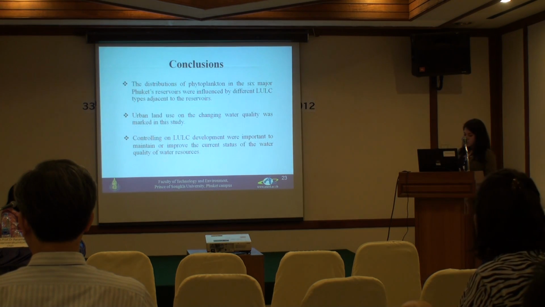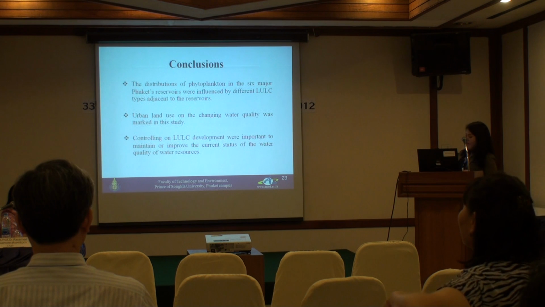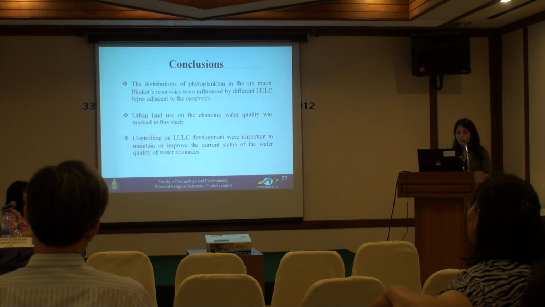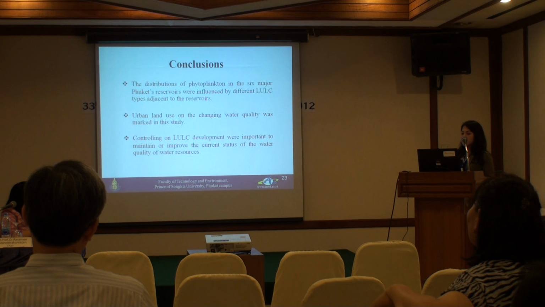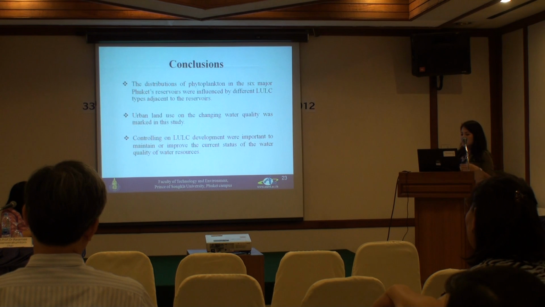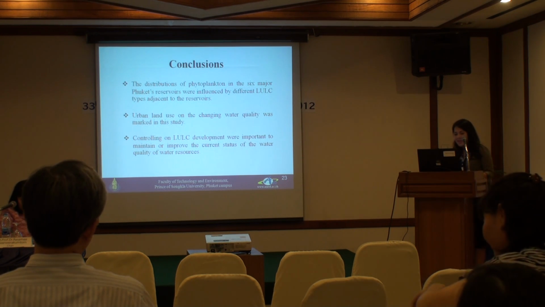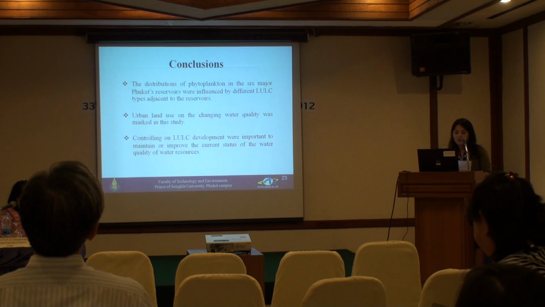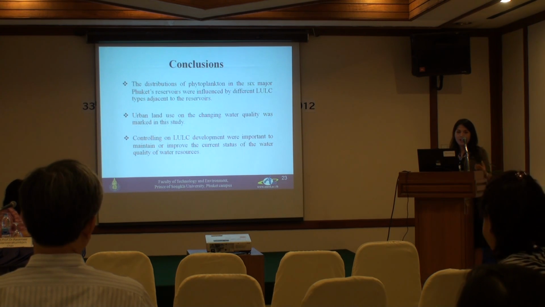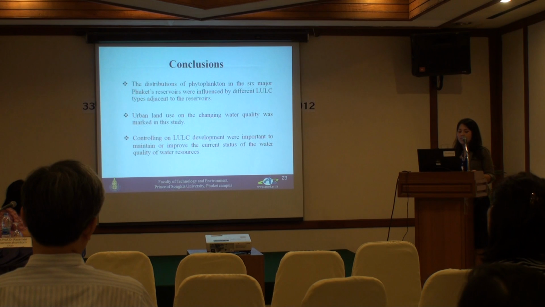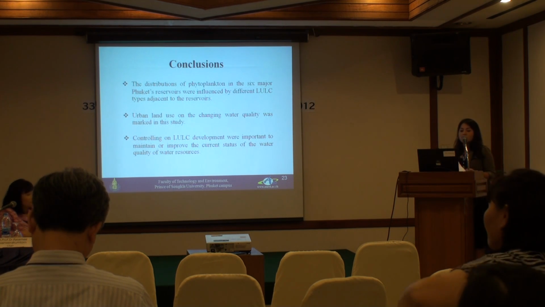Well, that brings us to the end of the final section. I would like to summarize my study in conclusion. The distribution of phytoplankton in 6 reservoirs of Phuket was influenced by different land use and cover types adjacent to the reservoir. Urban land use's effect on changing water quality was marked in this study. And finally, controlling land use and cover development is important to maintain or improve the current status of the quality of the water resource.